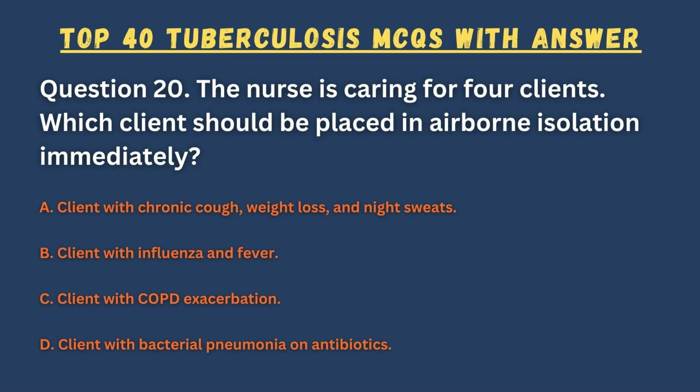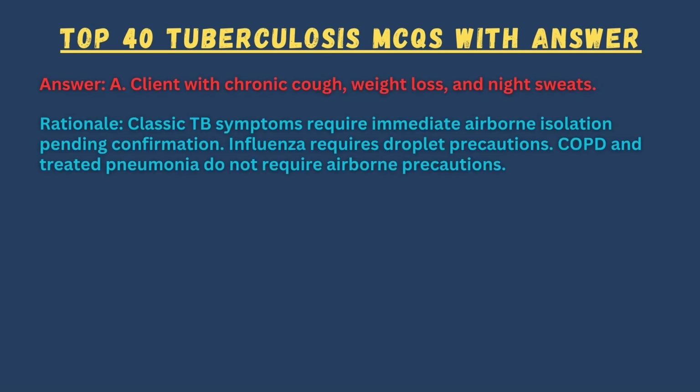Question 20. The nurse is caring for 4 clients. Which client should be placed in airborne isolation immediately? A. Client with chronic cough, weight loss, and night sweats. B. Client with influenza and fever. C. Client with COPD exacerbation. D. Client with bacterial pneumonia on antibiotics. Answer: A. Rationale: classic TB symptoms require immediate airborne isolation pending confirmation. Influenza requires droplet precautions. COPD and treated pneumonia do not require airborne precautions.